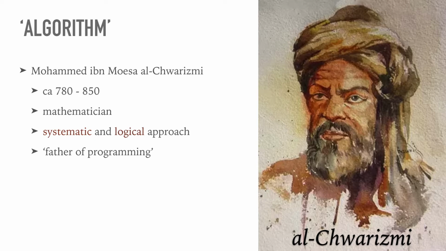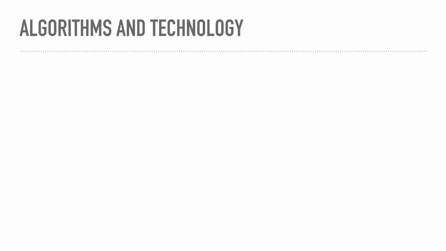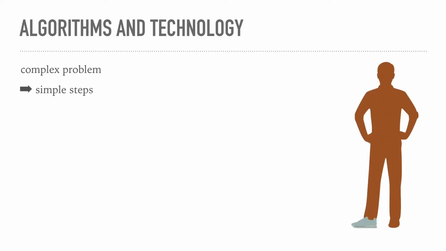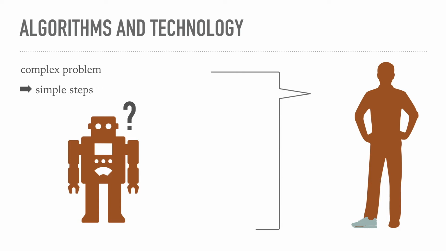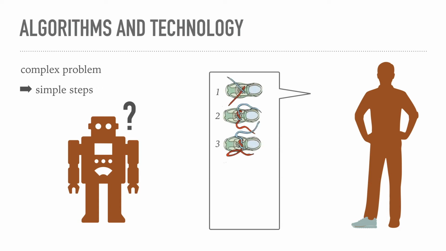This step-by-step thinking is used in all technology. We split up complex problems into different little simple steps. Like tying your shoelaces. For humans, that's one instruction: tie your laces. But if we want a robot to do that for us, he will not understand that same instruction. So in order for this robot to understand what he has to do, he will split up the instruction into little simple parts. Every single part is called a command.